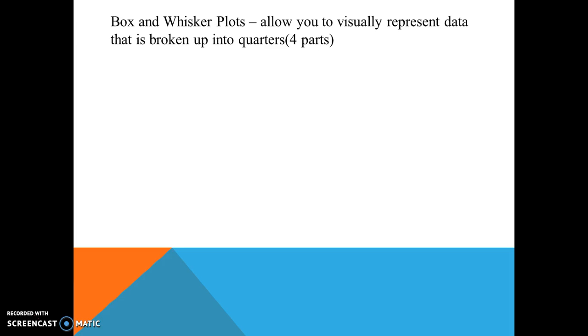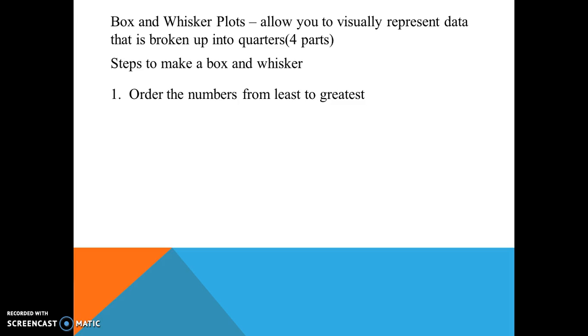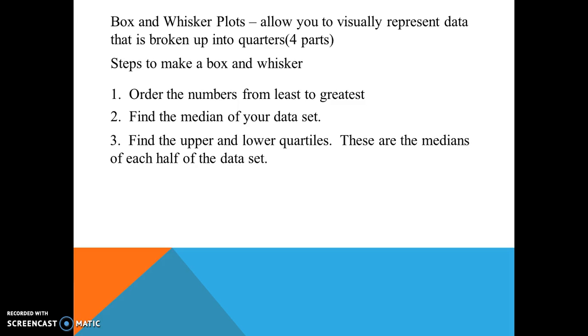Box and whisker plots allow you to visually represent data that is broken up into quarters or 4 parts. We're going to go through the steps and then I'm going to do an example problem for you about how to make a box and whisker. So you're going to start by putting the numbers in order from least to greatest. Next, you have to find the median of your data set. Once you find the median, then your data set is divided up into 2 halves. You will need to find the median of each half of that data set. Those are called the upper and lower quartiles.